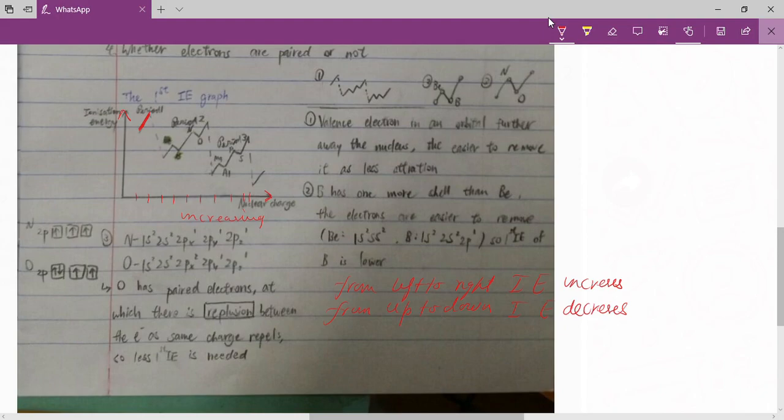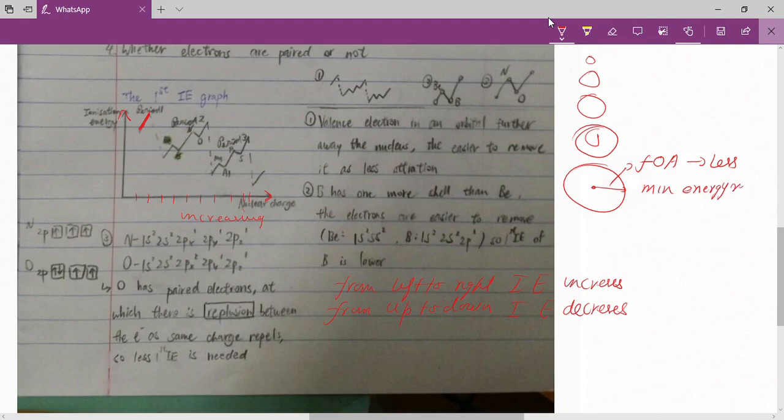Why? Because in your previous video, I explained that when the atomic size increases, like this, you can see that the outer electron will be a little bit away from the nucleus, right? And if it is away from the nucleus, the force of attraction will be less. It will be much easier, and minimum energy is required to emit the electron. That is, ionization energy decreases.